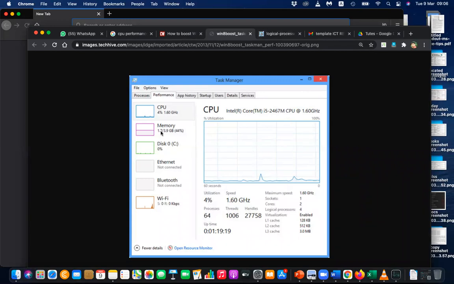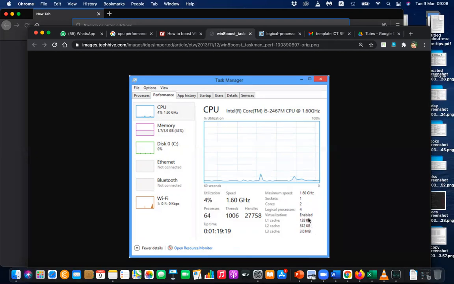Okay, memory. Then go to the memory, and it shows the current utilization and the availability. And one additional thing I couldn't explain here is this cache. Can you see the cache? Yeah, L1, L2, L3.